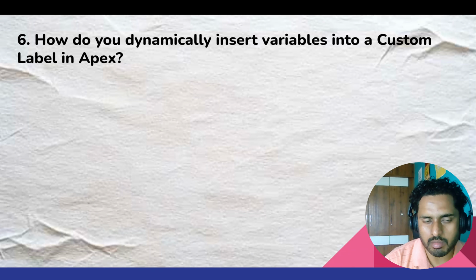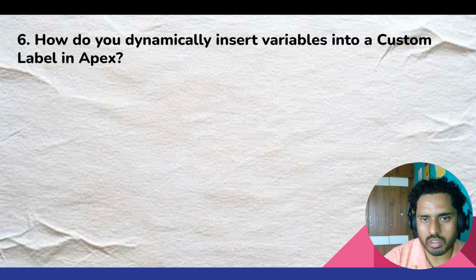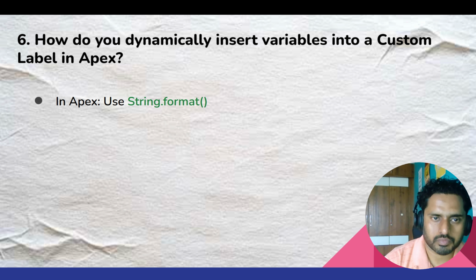How do you dynamically insert variables into a custom label in Apex? We have a video for this particular topic. You can check that. I'll paste that link in the description. We can use the custom labels and populate the placeholders within the custom labels dynamically using String.format. So moving on to the next one.